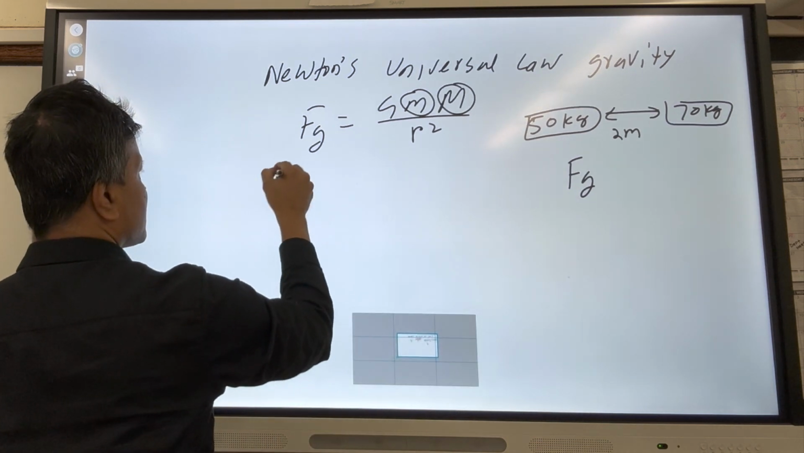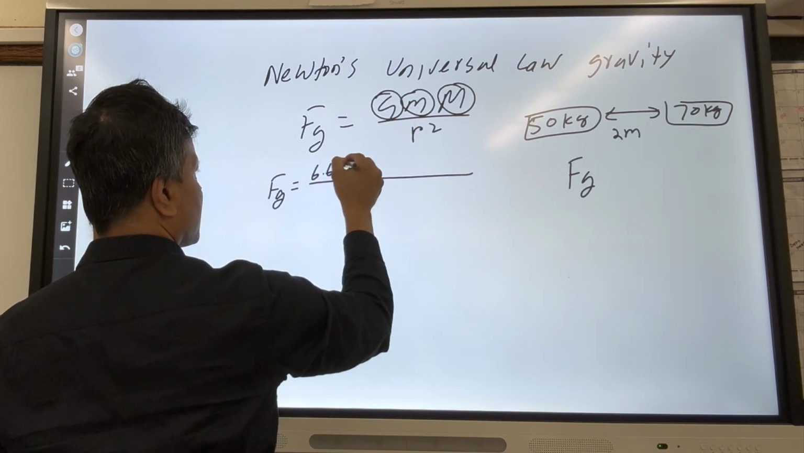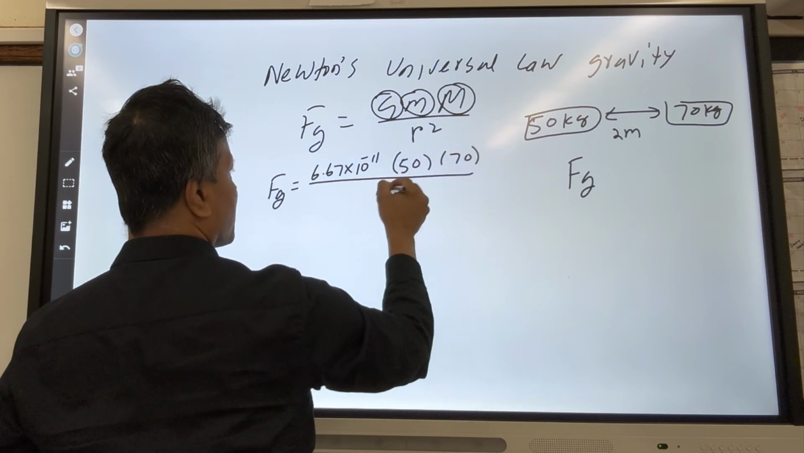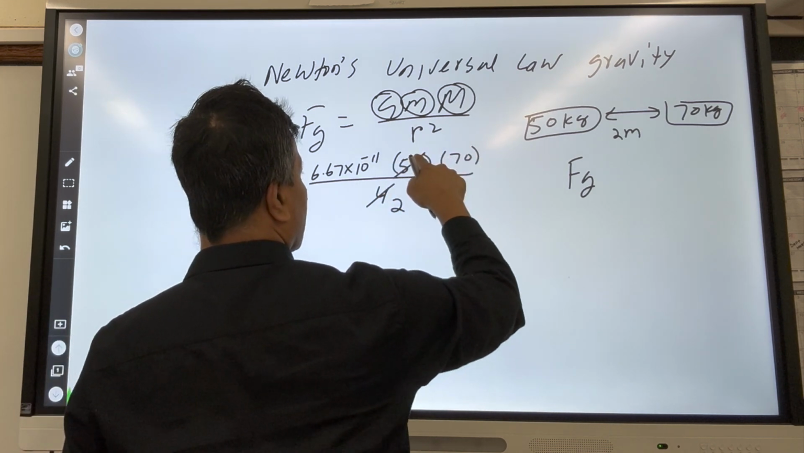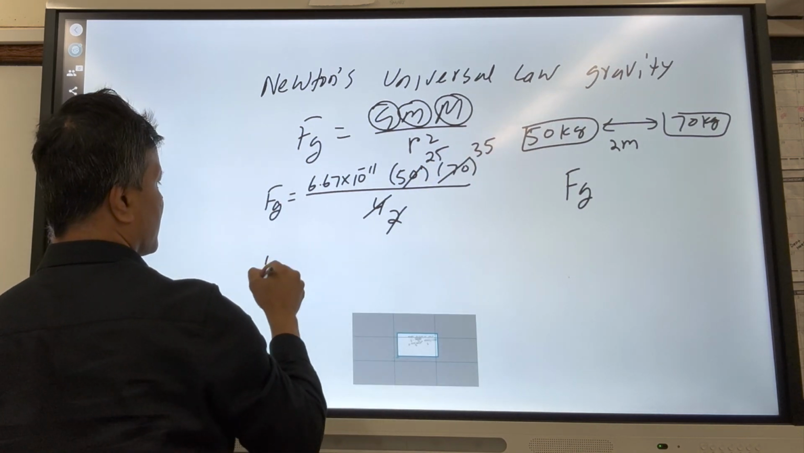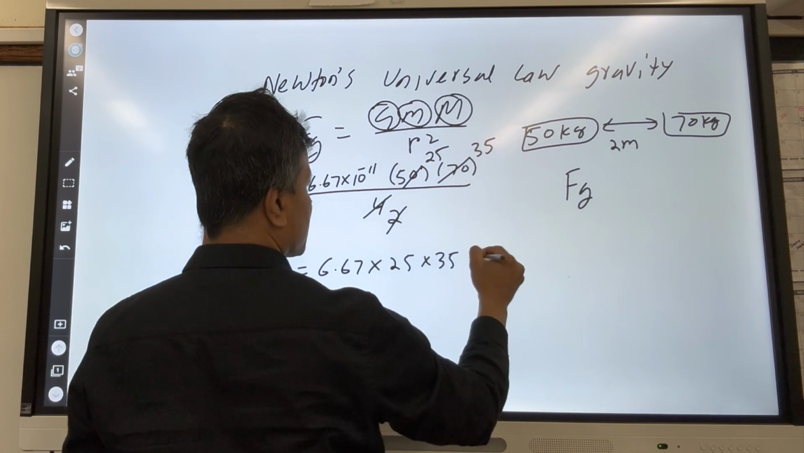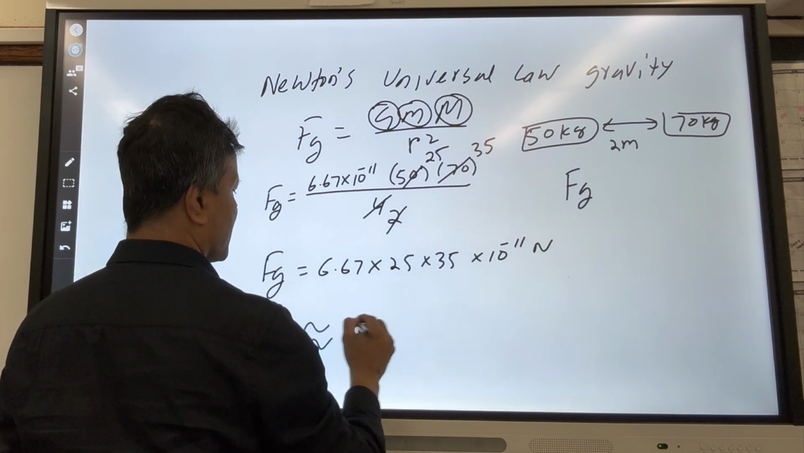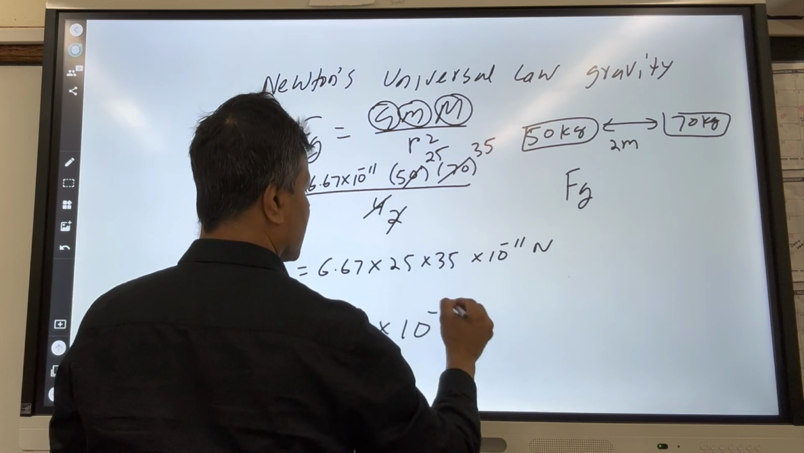So what is it? Fg is equal to, of course, G, the Newton constant, 6.67 times 10 raised to negative 11 times 50 times 70 divided by 4, right? 2 goes to 4 twice, and 2 goes to 70 35 times. 2 goes to 50 25 times. So I have Fg, which is 6.67 times 25 times 35 times 10 raised to negative 11 Newton. So Fg is approximately 5 times 10 raised to negative 8 Newton.